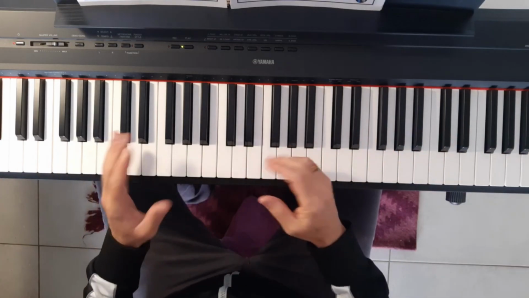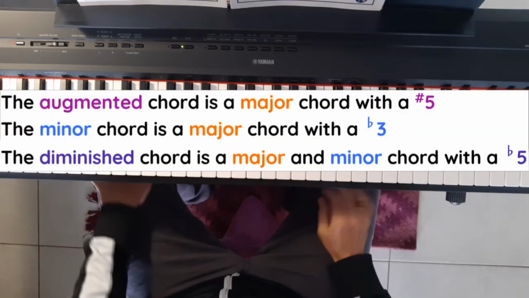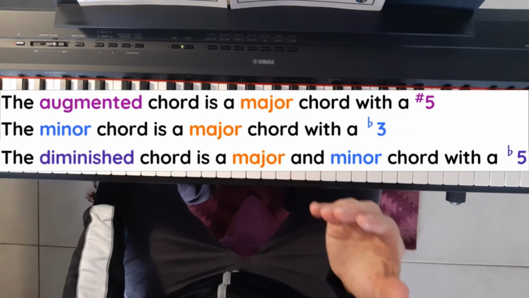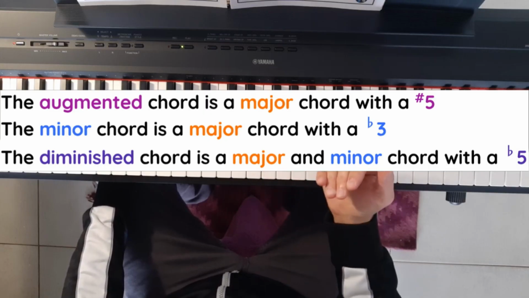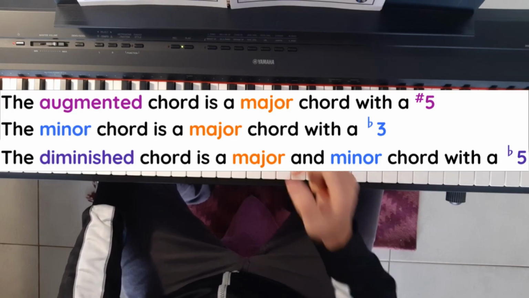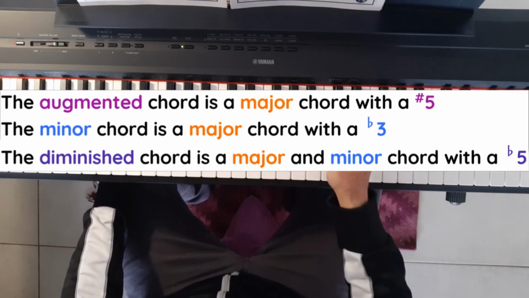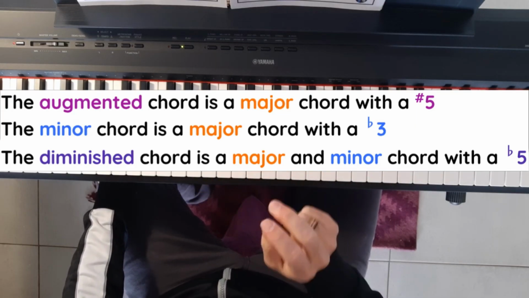And there's a few rules about changing the quality of a chord. An augmented chord is a major chord with a sharpened fifth. A minor chord is a major chord with a flattened third. And a diminished chord is a minor chord with a flattened fifth.